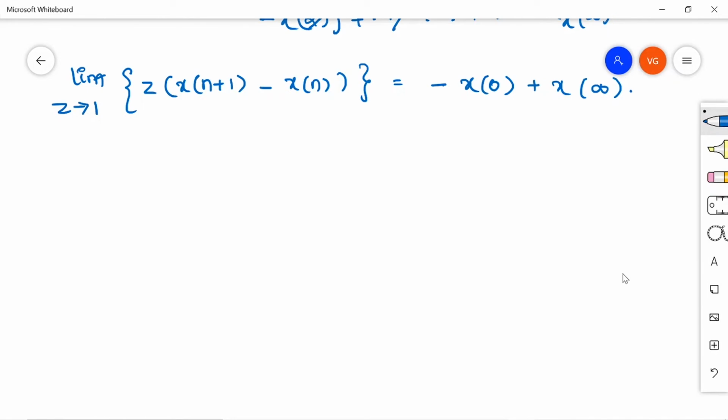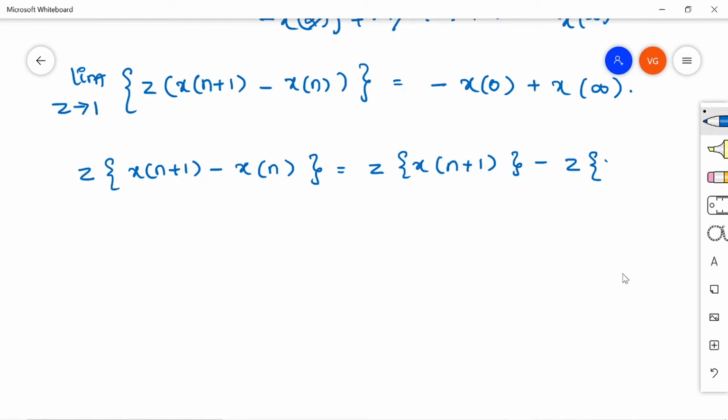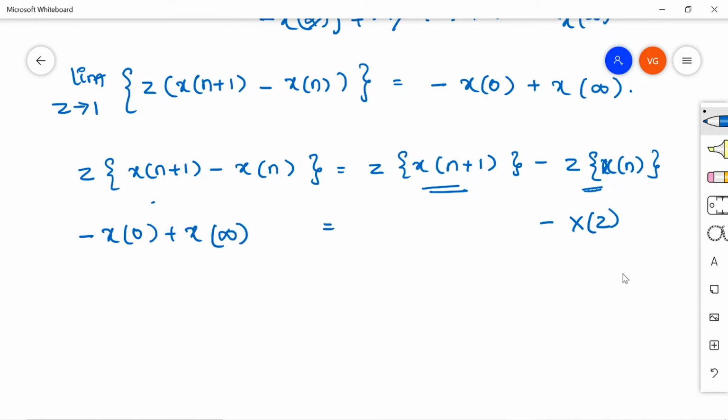By linearity theorem, we know that Z transform of x of n plus 1 minus x of n can also be written as Z transform of x of n plus 1 minus Z transform of x of n. Right. So now, what is Z transform of x of n plus 1? I know Z transform of x of n is directly X of z only. So my left hand side will be minus x of 0 plus x of infinity. But we don't know what this Z transform of x of n plus 1 is.